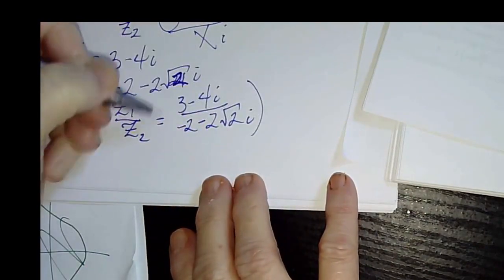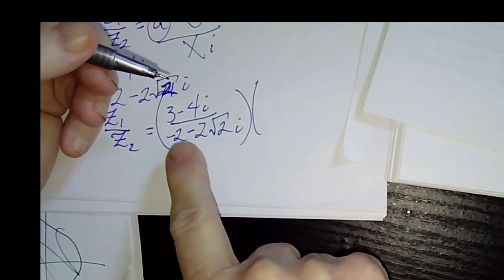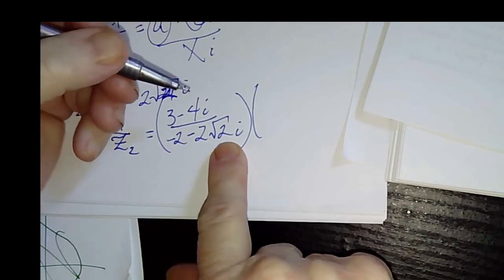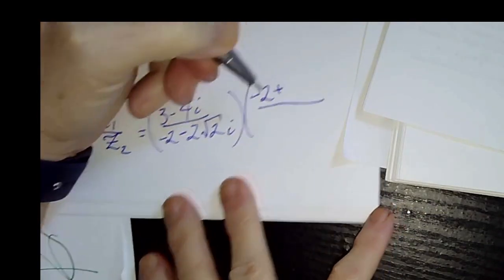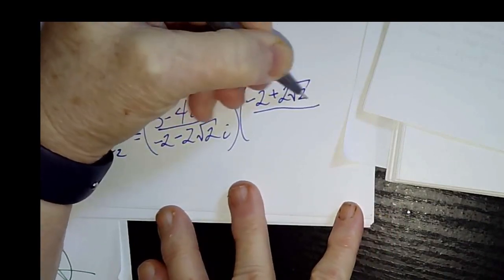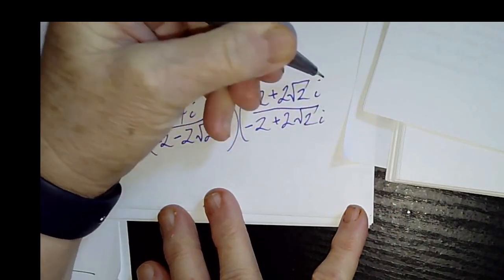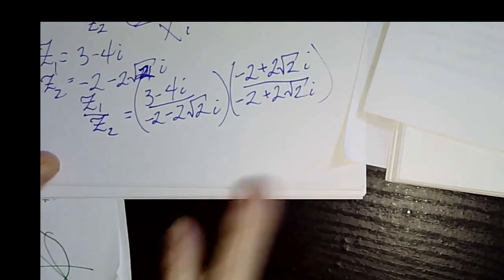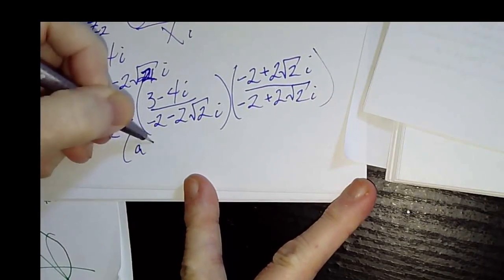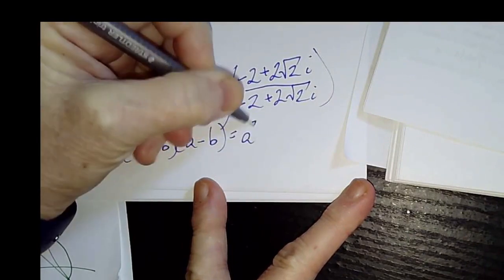And the conjugate for the denominator is negative 2 plus 2 square root of 2 i. We just changed the sign in the middle. And I want to multiply numerator and denominator by that: negative 2 plus 2 square root of 2 i over negative 2 plus 2 square root of 2 i. Well, we know the product of conjugates. We know that a plus b times a minus b is a squared minus b squared.